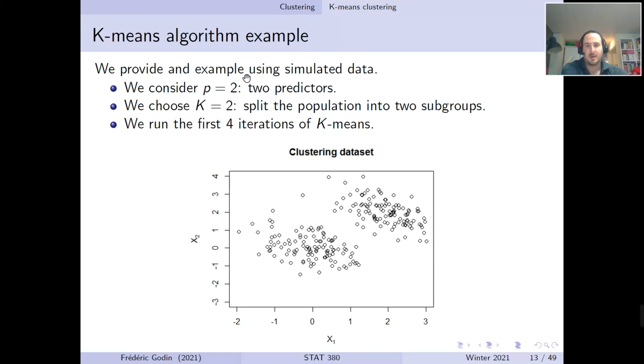So here we're in the case p is equal to 2, so we have 2 predictors. We'll also try to apply the K-means with capital K is equal to 2, so we'll want to split the overall population into 2 subgroups. And we will illustrate the first 4 iterations of the K-means to observe how it behaves in practice.